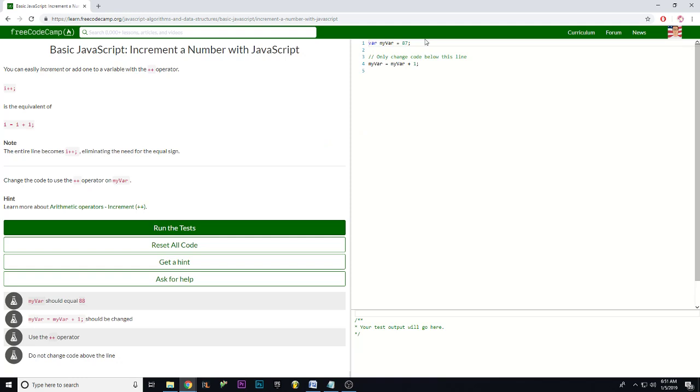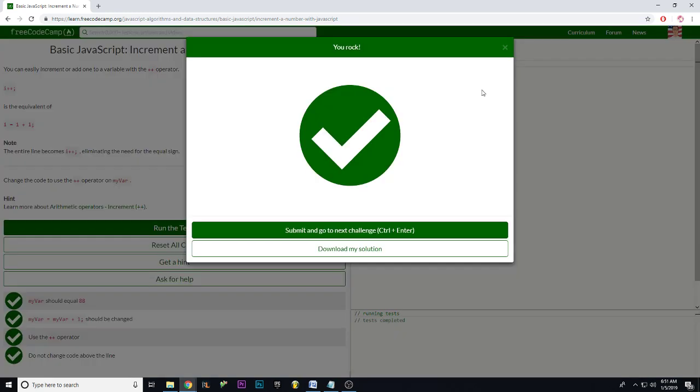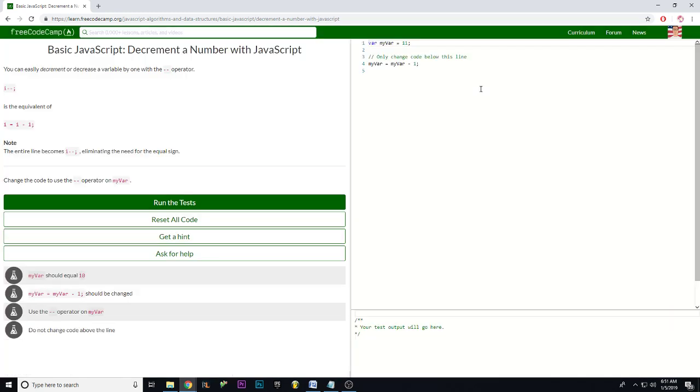Onwards. There's an increment operator called plus plus that will add 1 to your i. So this is the same as going i equals i plus 1. The entire line becomes i plus plus, making it more efficient and easy to read. So they want us to do this, simply myVar plus plus. There we go. Similar to the increment, we can decrement, which makes it go down by 1. So here they want us to do myVar minus minus.